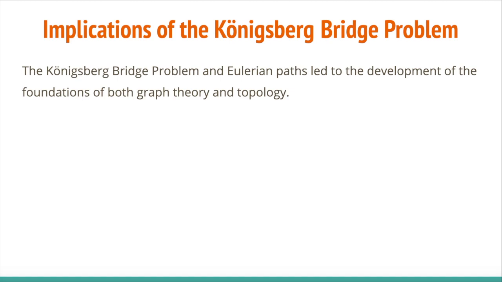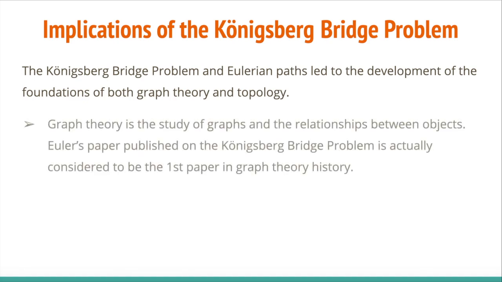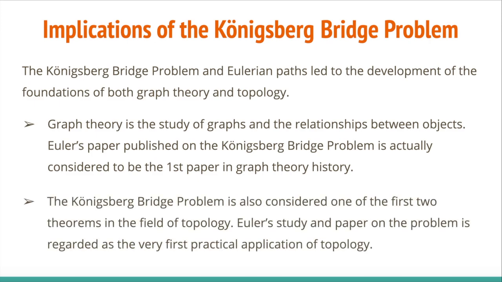So what are the implications of the Königsberg Bridge Problem? The Königsberg Bridge Problem and Eulerian Paths led to the development of the foundations for both graph theory and topology. Graph theory is the study of graphs and the relationship between objects. Euler's paper published on the Königsberg Bridge Problem is actually considered to be the first paper in graph theory history. The Königsberg Bridge Problem is also considered one of the first 2 theorems in the field of topology. Euler's study and paper on the problem is regarded as the very first practical application of topology, which is the study of how spaces are affected by continuous deformations.